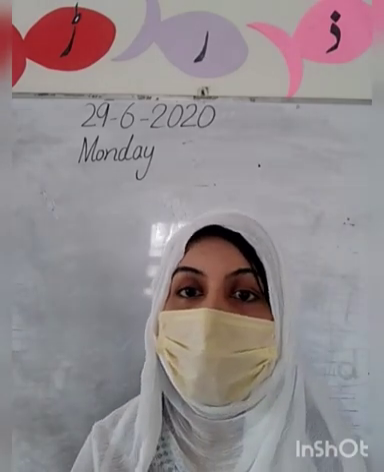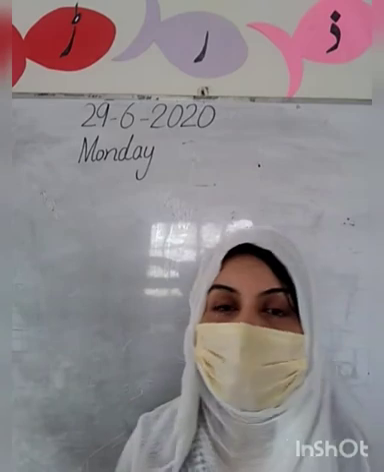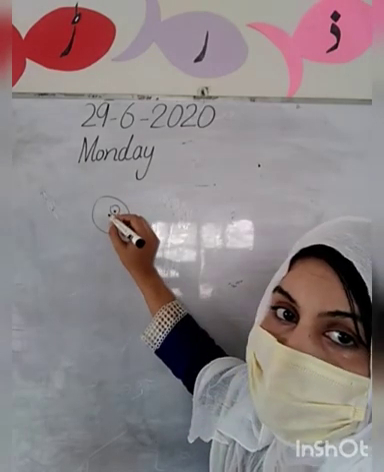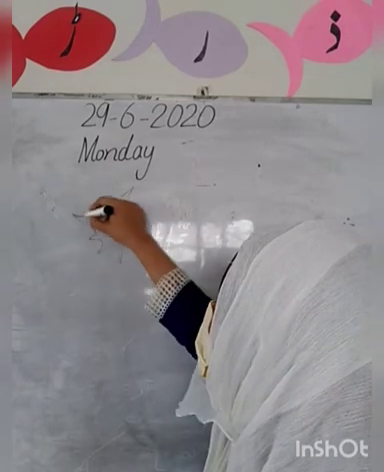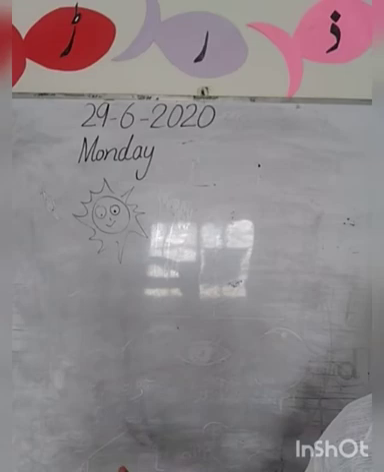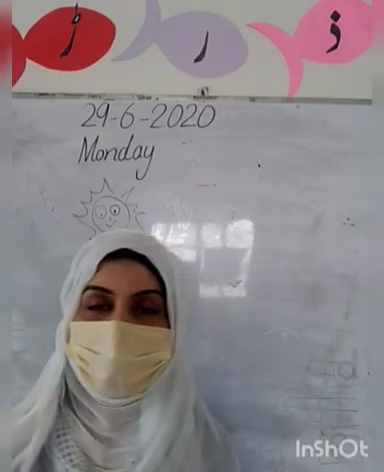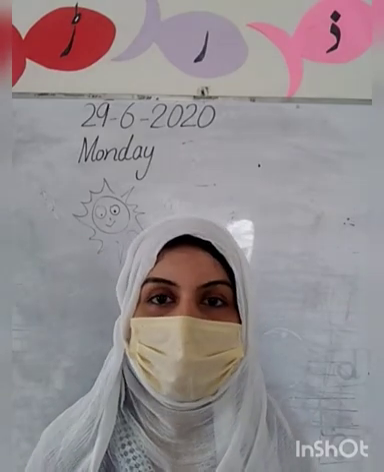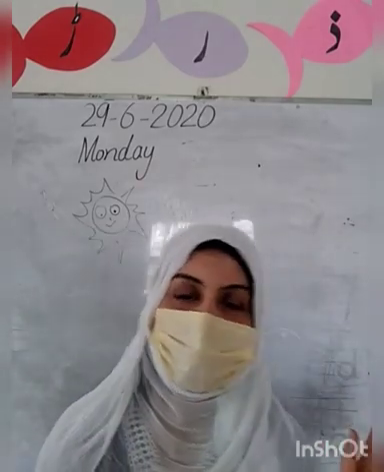Look outside from the window. It's a sunny day because the sun is outside. I am just drawing the sun. It is a sunny day because the sun is outside. And this is summer season. Which season is going on? Summer season. That was the information about date and day.